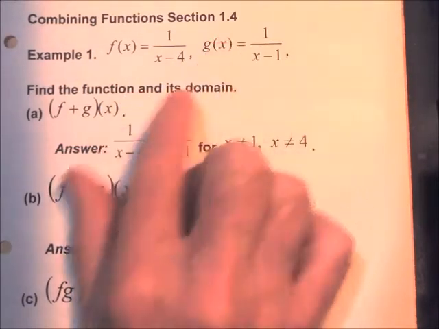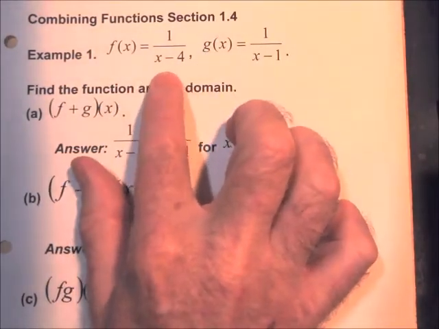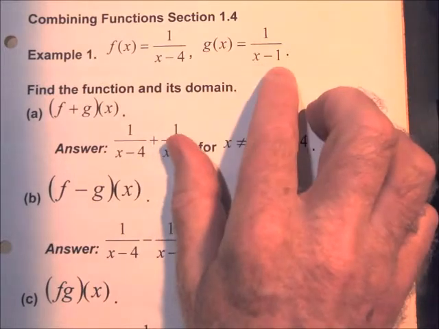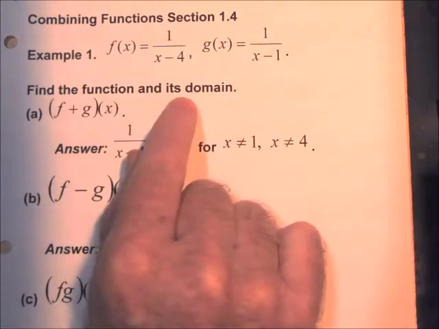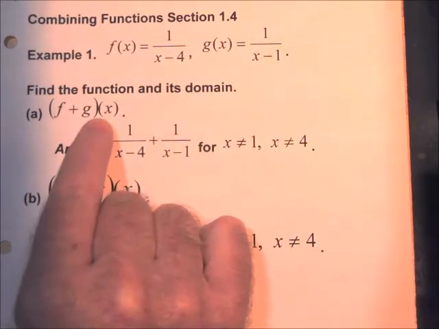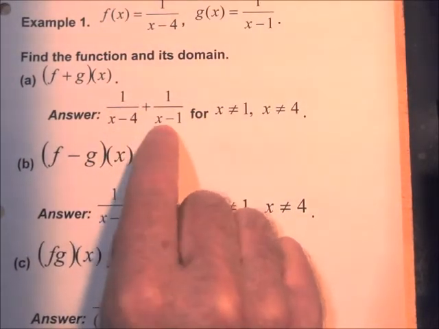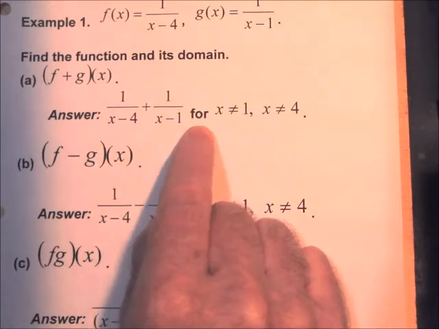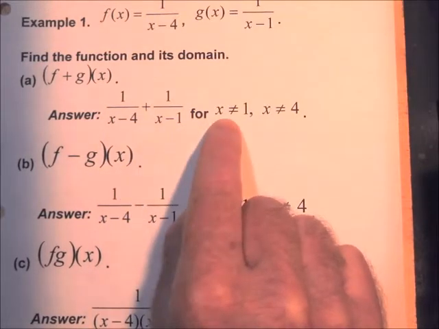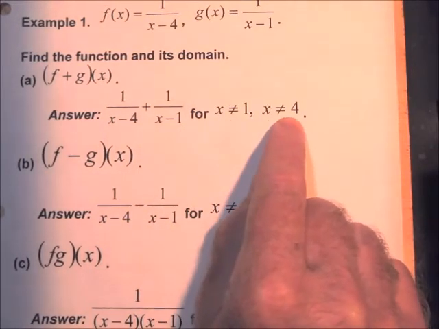Section 1.4. f of x equals 1 over x minus 4, g of x equals 1 over x minus 1. We want to find the function and its domain, f plus g. So we just add the two functions, 1 over x minus 4 plus 1 over x minus 1. And you can't have denominator 0, so that means x cannot be 1 and x cannot be 4.